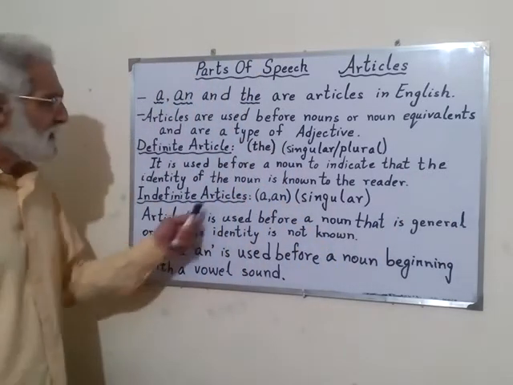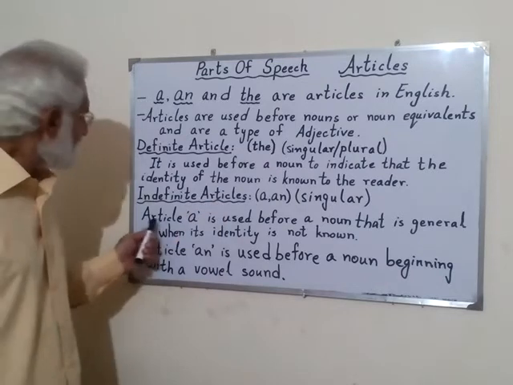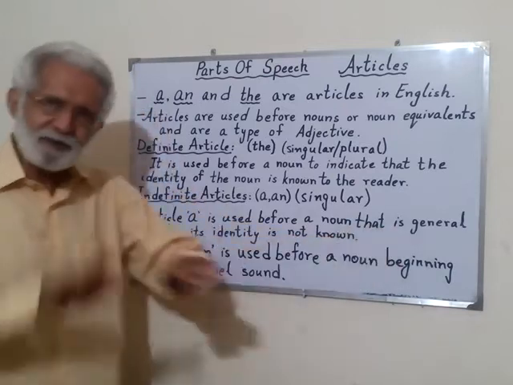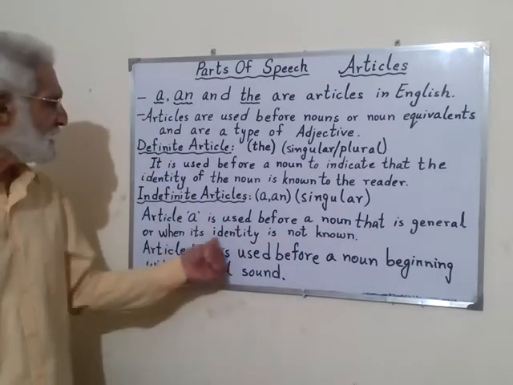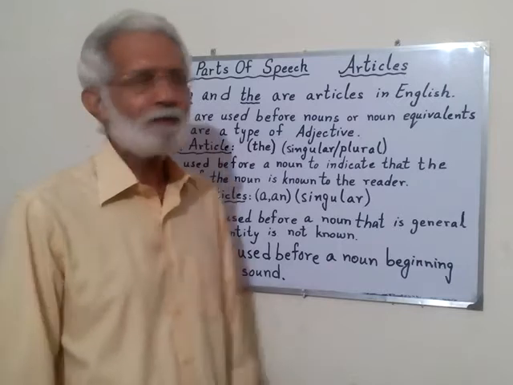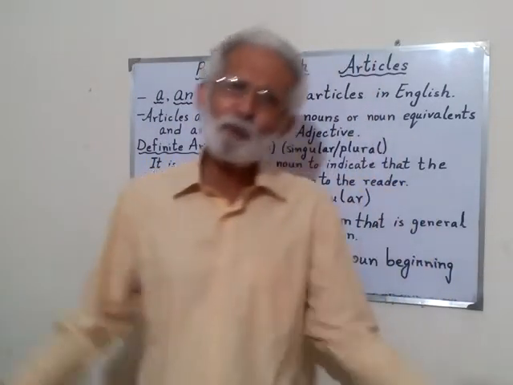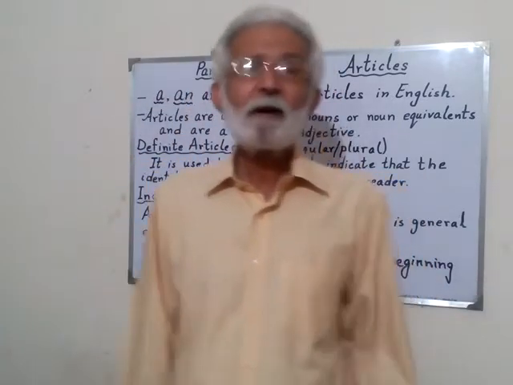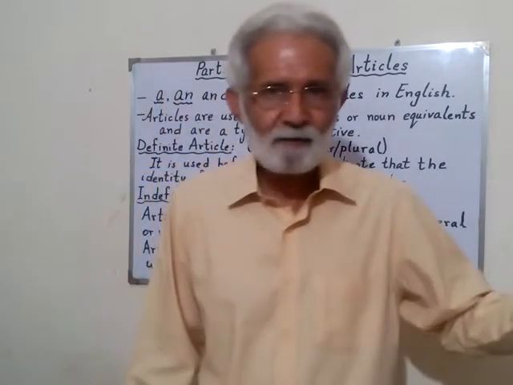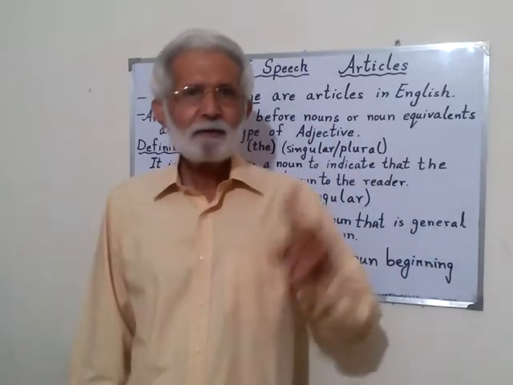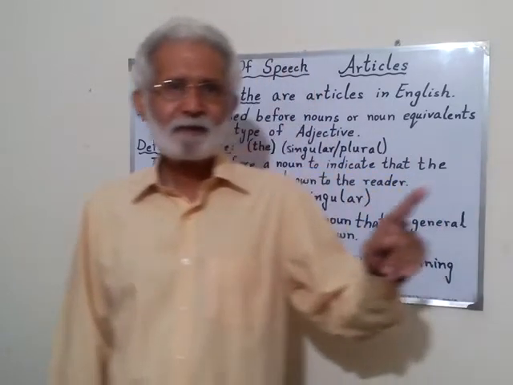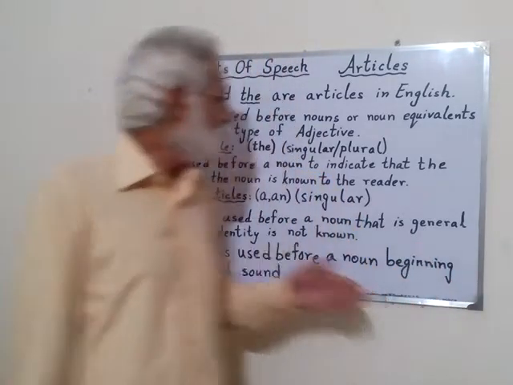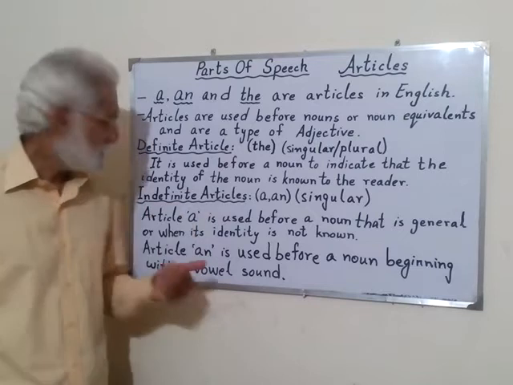Now, indefinite articles are a and an. Article a is used before a noun that is general, common, or when its identity is not known. We say a boy is sitting there. We don't know which boy. A boy, a tree, a plant, a book, the Quran, a book, the Treasure Island. You got my point? So a general thing, that is a common thing. So before common nouns, we use a.